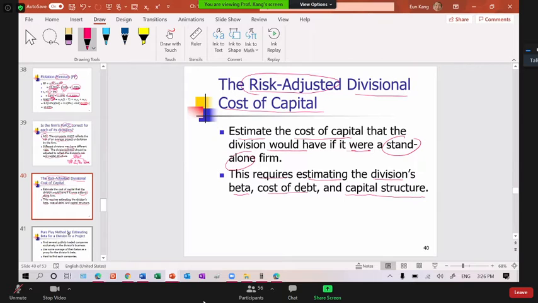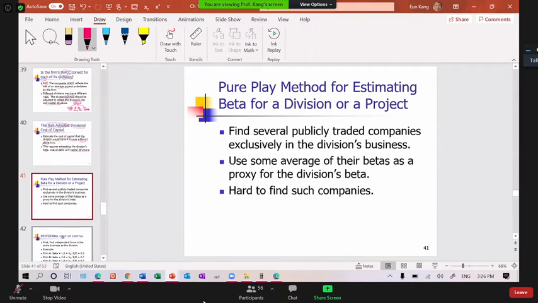So we use the pure play method for estimating beta for a division, even for a project. That means even inside the division, the projects may have different natures. Then you may have to measure the project's beta too, right? Then you use the pure play method.